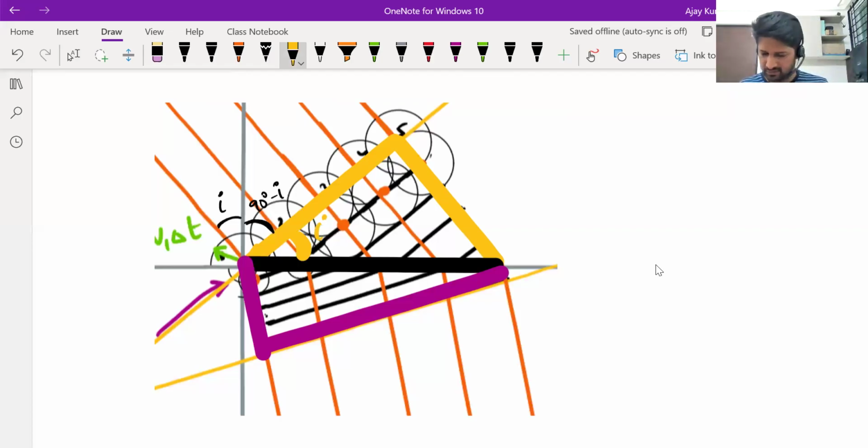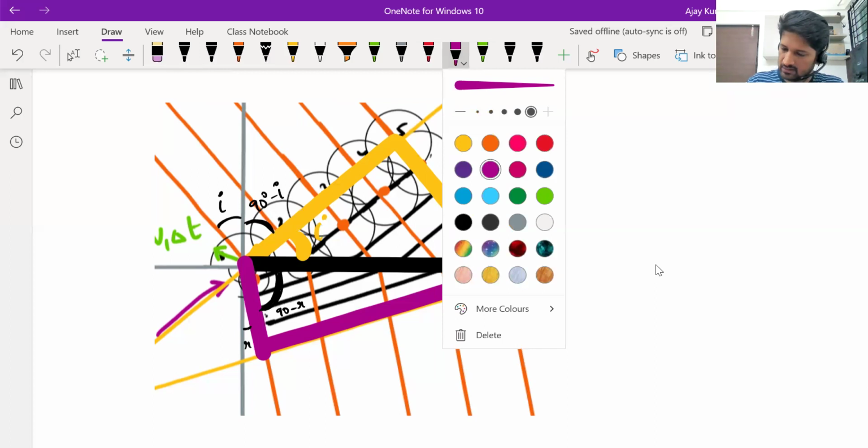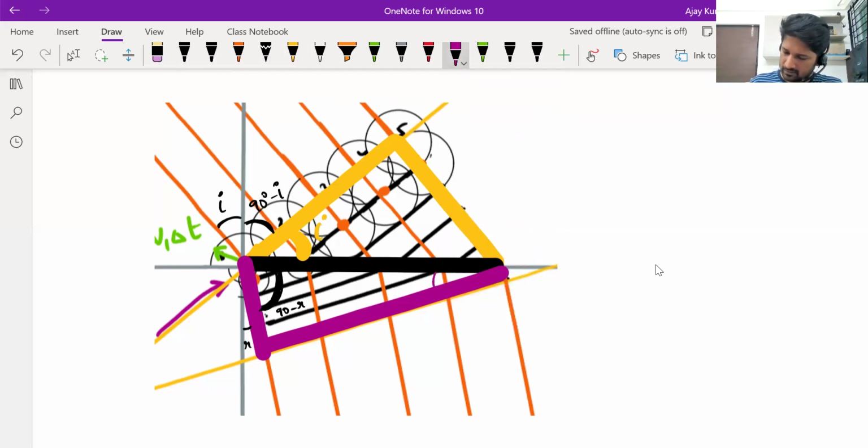My choice of colors is not that good. Never mind. And here, this is angle of refraction. If this is angle of refraction, then the angle inside here, this one, will be 90 minus R. That means the angle on the other side will be R. This angle is R.